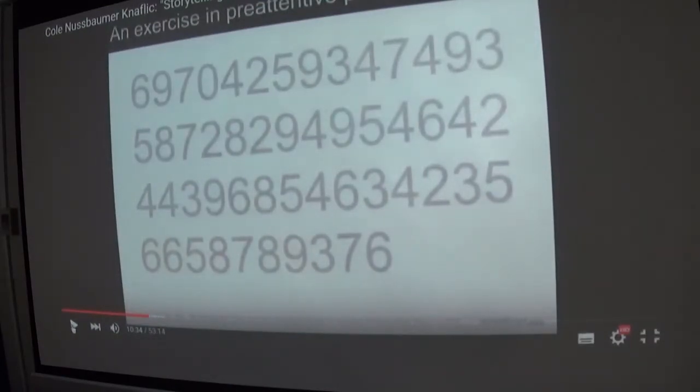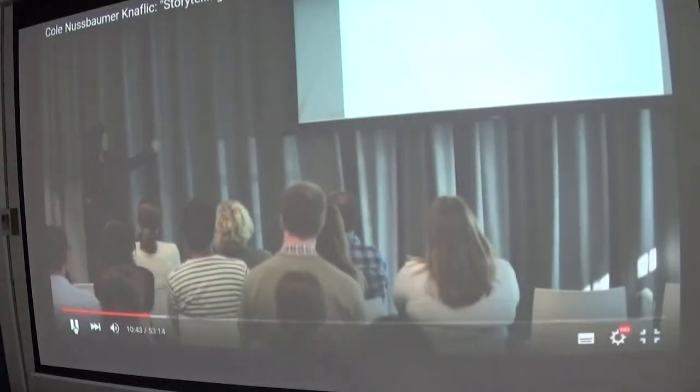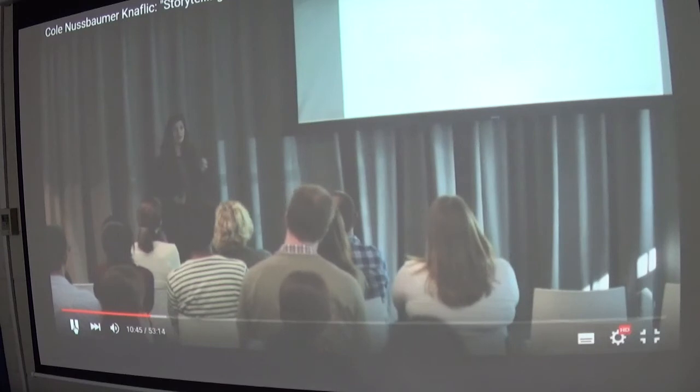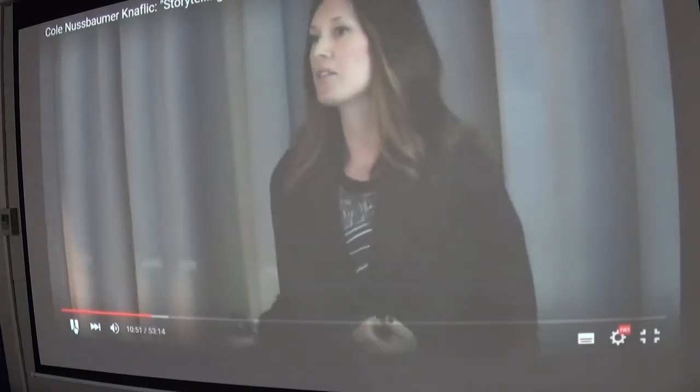Six. Okay, six, right. Good. Alright, six is the correct answer. This took a bit of time, though, right? You physically read through these four lines of text, looking for three, which is kind of a complicated shape.